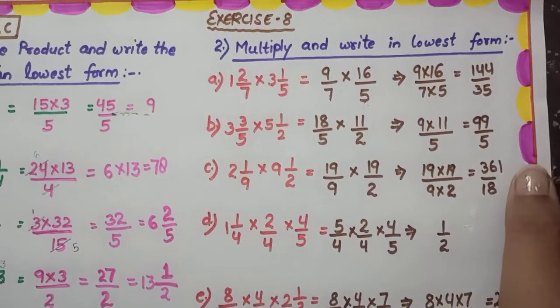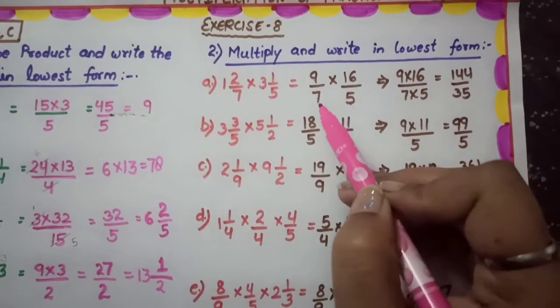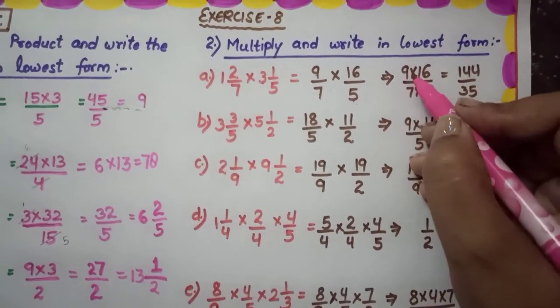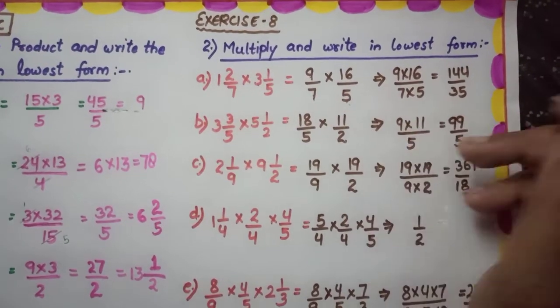Now what are we supposed to do? We will just multiply numerators and denominators respectively. 9 into 16 and in the denominator 7 into 5.